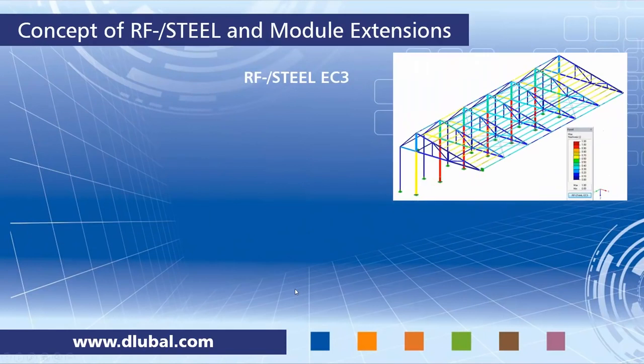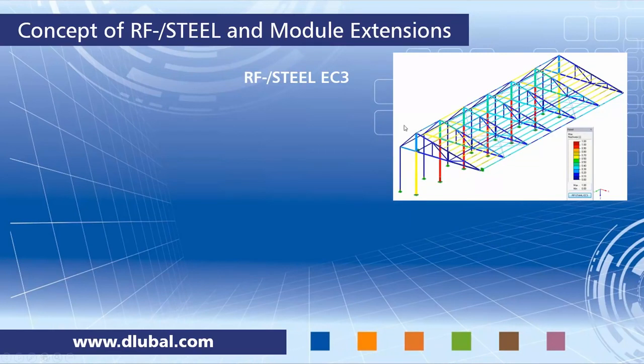Okay, let's get started with the concept. We have the add-on module RF Steel Eurocode 3, RF Steel EC3. Here you can design in accordance to the Eurocode 3. You can perform stability design checks. You can do deformation analysis, and of course you can also do some fire protection analysis.